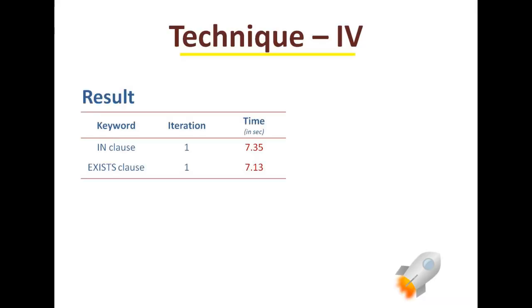Here is the summary of the IN clause and EXISTS clause. Since they were taking a lot of time, in this case I have considered an iteration of only one, and the time taken by the IN clause is 7.35 seconds. The EXISTS clause took 7.13 seconds. So if you find the difference, the time we saved over here is 0.22 seconds, and this is just in 1 second, I mean one iteration.